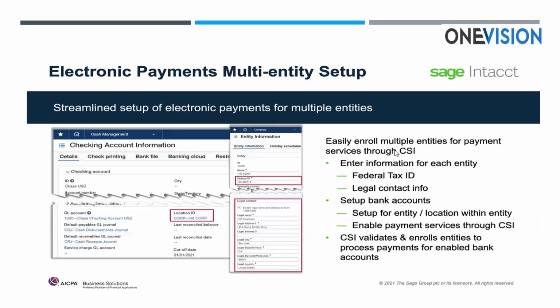For early adopters, the setup of electronic payments for multiple entities has been enhanced. First, the federal tax ID and legal contact information are entered for each entity. Next, when bank accounts are set up, the entity or location is defined and payment services through CSI are enabled. CSI then automatically validates and enrolls the entities to process payments for the enabled bank accounts.